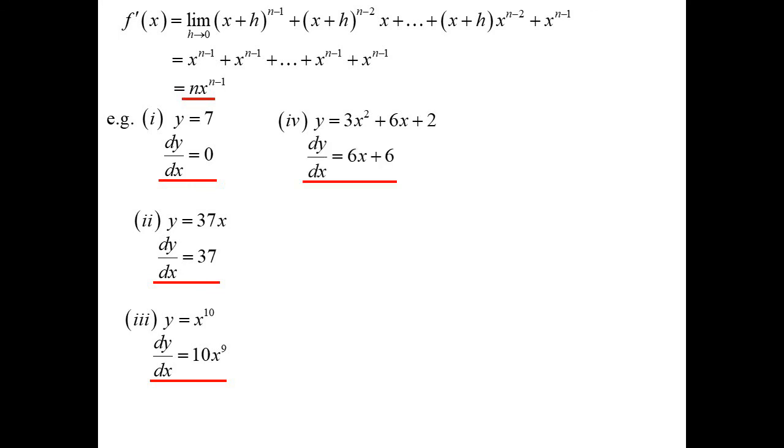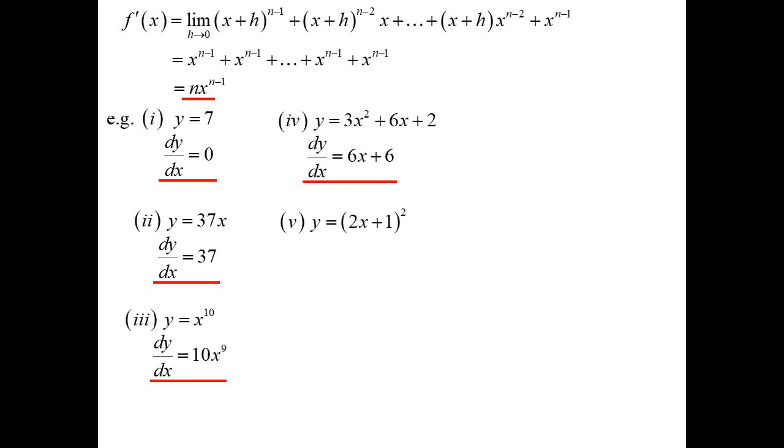X to the power of 10 now we can do. Bring down that power. We'll get 10x to the power of 9. The nice thing about calculus is we can do each bit individually. So when we have several terms, we just differentiate each term. So 3x squared, but when I bring that 2 down, I can't get rid of the 3, it stays there as well. So 2 times 3 is 6, so we get 6x plus 6.